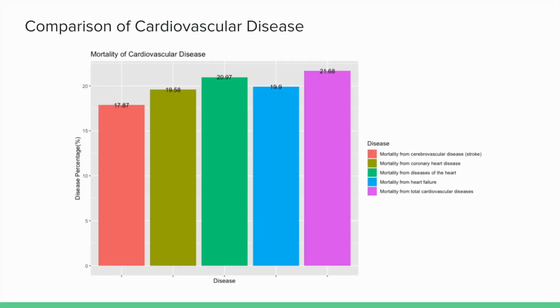In the following visualizations, we compare the mortality rates for different types of disease between heart failure, coronary heart disease, total cardiovascular disease, disease of the heart, and cerebrovascular disease. The bar chart shows total cardiovascular disease has the highest mortality rate, and the cerebrovascular disease has the lowest. Next, we will be comparing mortality between gender and race.